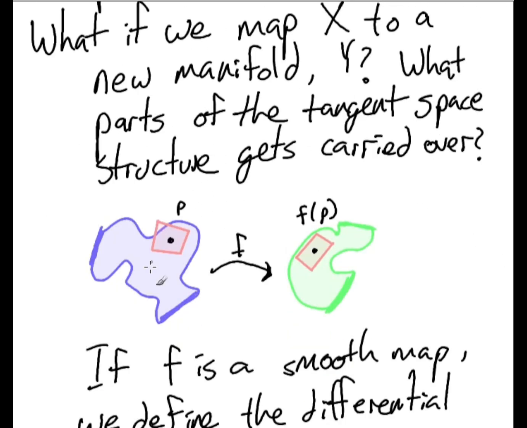Like if I have this manifold, this purple one, and I map it to this green manifold, I have this tangent space at a point P, right? Well, if I take a vector from this tangent space, what should I expect it to look like in the tangent space of y? How should I be able to make this map in a way that makes sense? And this is the way that we do this.